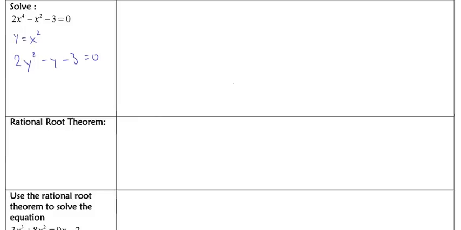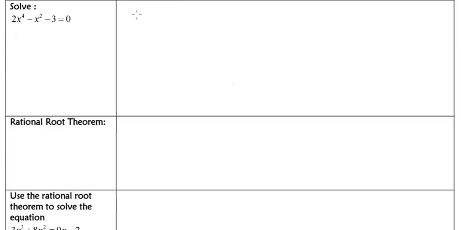I think it's probably a good idea to get in the habit of not needing to do this, but being able to factor even if it's still x to the fourth. If you're not quite there yet, then please do substitute in the y, and then at the end substitute x squared back in. But let's go ahead and approach this problem just as it's written.